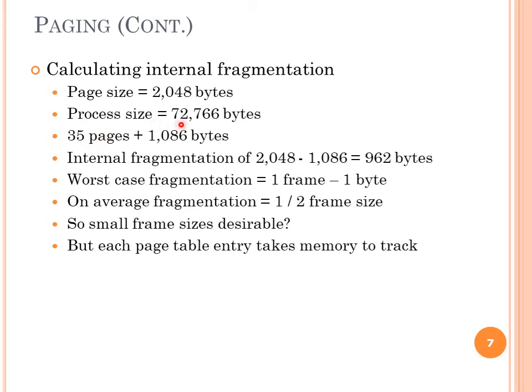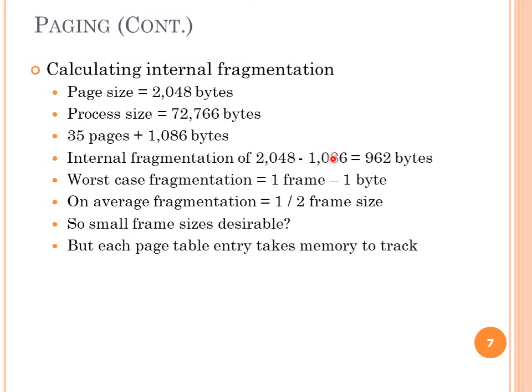How to do this: divide 72,766 by 2048, and you will get around 35.5. So you require 35 complete pages, and in the 36th page only about half of it, that is 1086 bytes, is consumed by this particular process. The remaining bytes are free, and that we call internal fragmentation. The size of the internal fragmentation is calculated as the total size of the page minus the number of bytes consumed in the last page.